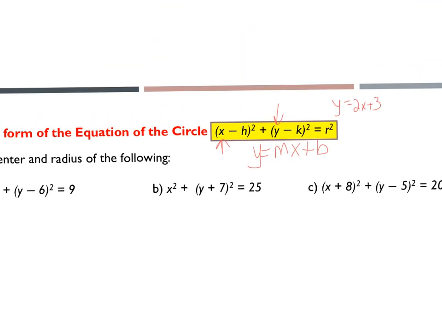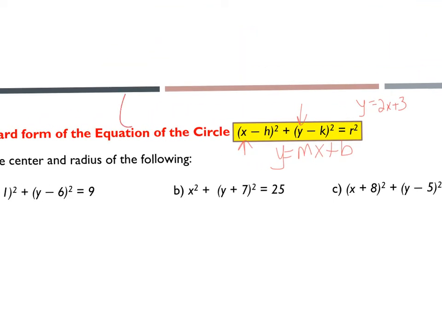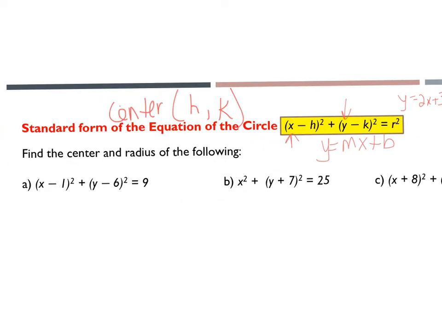Your center is at h comma k. And it's always the opposite of what you think. Meaning, we'll show that in a second. And then your r is your radius. So if it's r squared, that means you have to do what? Take the square root. So let's look at this.